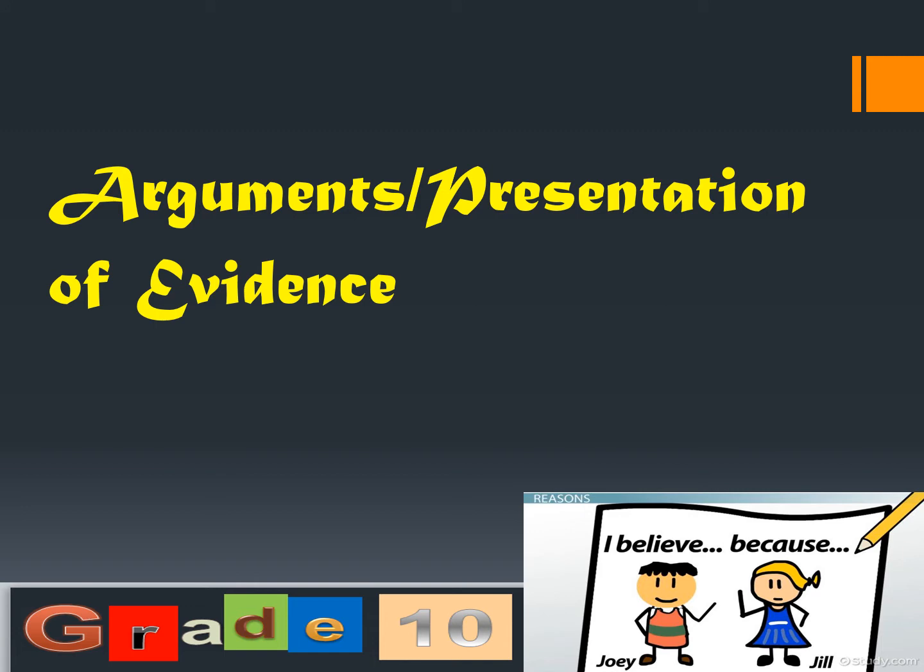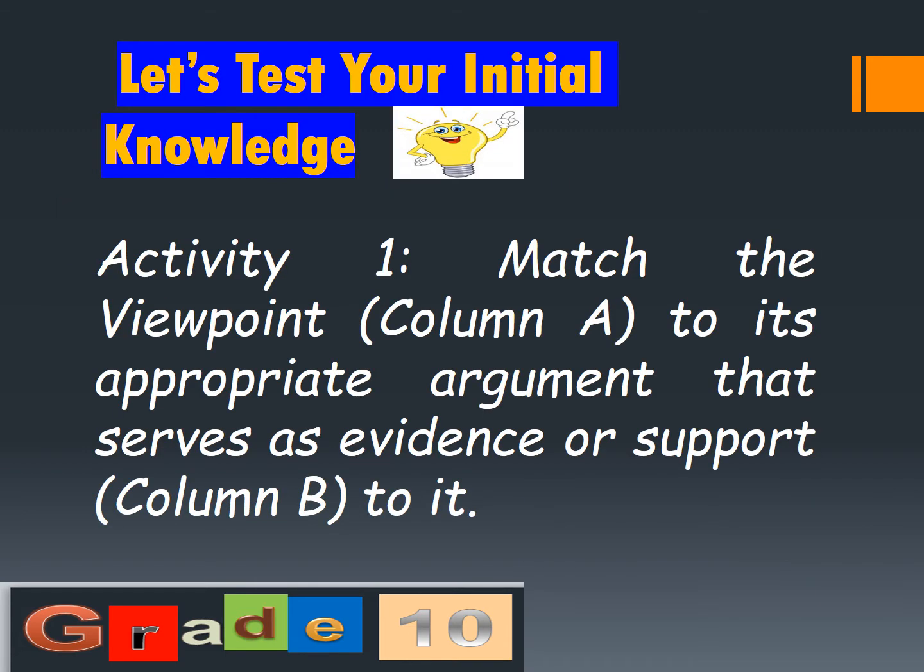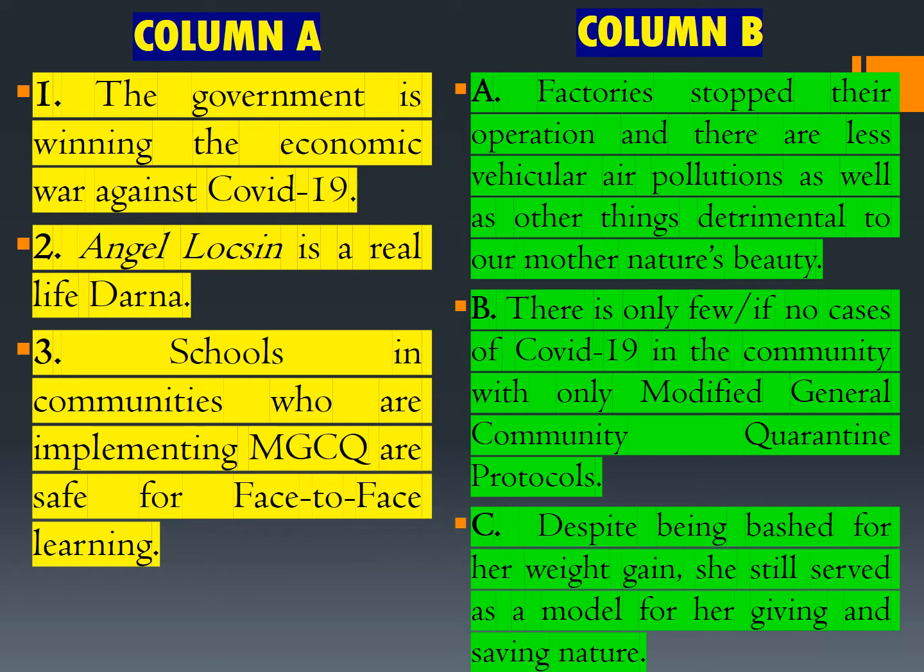Okay, so we need to have a deeper understanding of arguments and presentation of evidence. Therefore, we need to move on to this activity. For this activity, you need to match the viewpoint from column A to its appropriate argument that serves as evidence or support from column B. This activity actually contains 5 viewpoints from column A and 5 supporting details from column B. You can just simply pause the video in order for you to answer the activity.